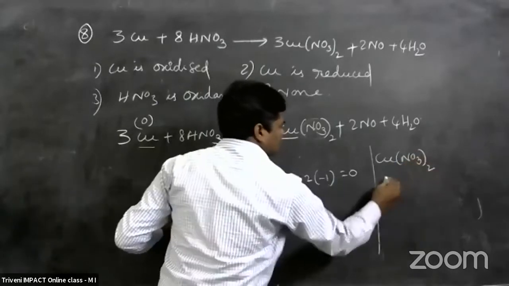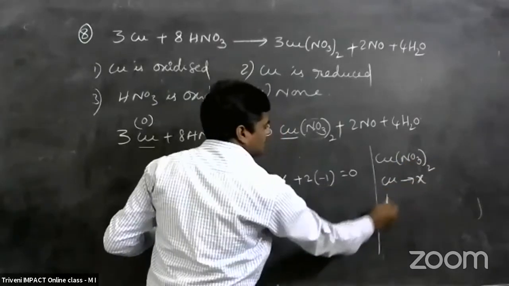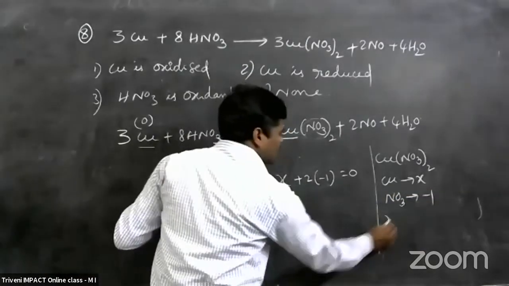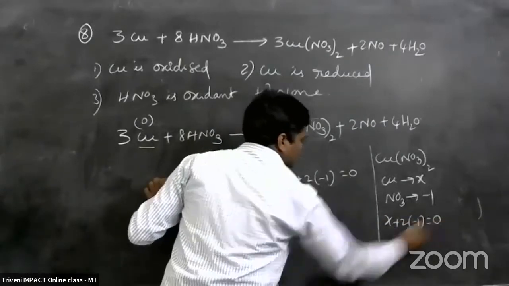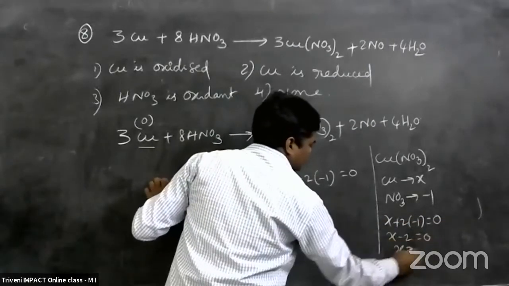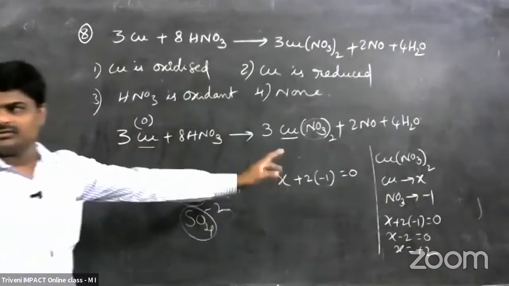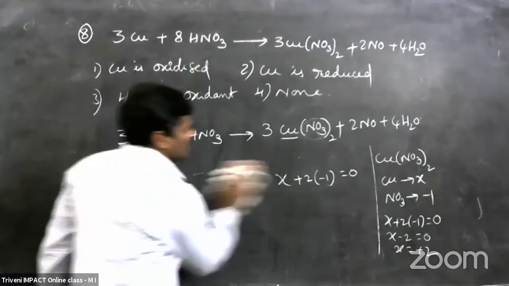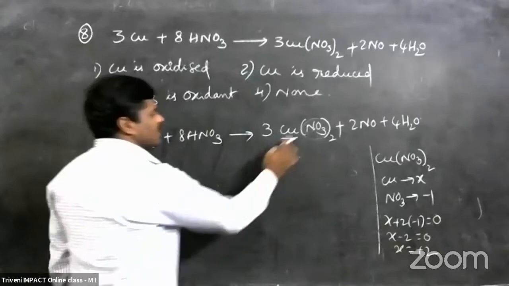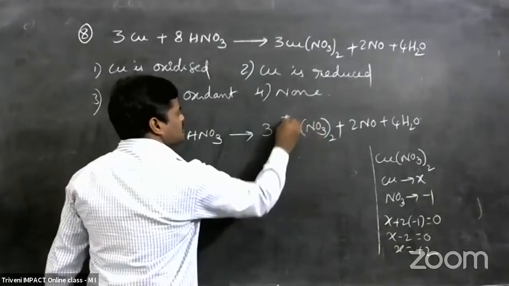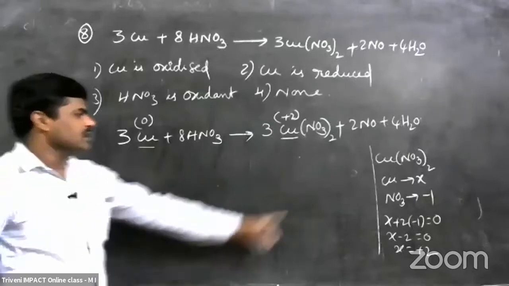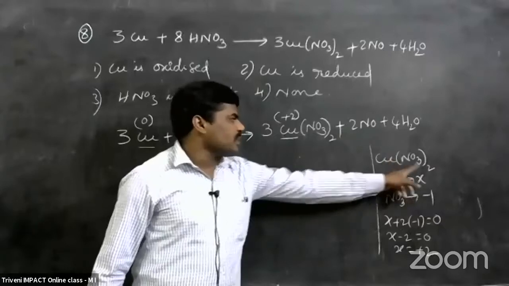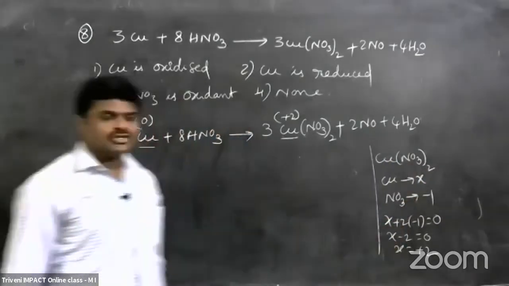Cu(NO3)2: let the Cu oxidation number be X. NO3 oxidation state is minus 1. So substitute this value: X plus 2 into minus 1 is equal to 0. X minus 2 is equal to 0. X is equal to how much? Plus 2. So X is plus 2. Cu oxidation number in Cu(NO3)2 is plus 2. All of you calculate this also.